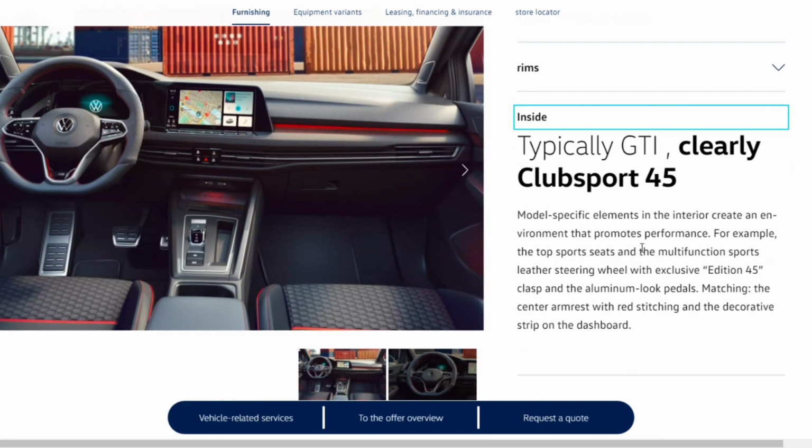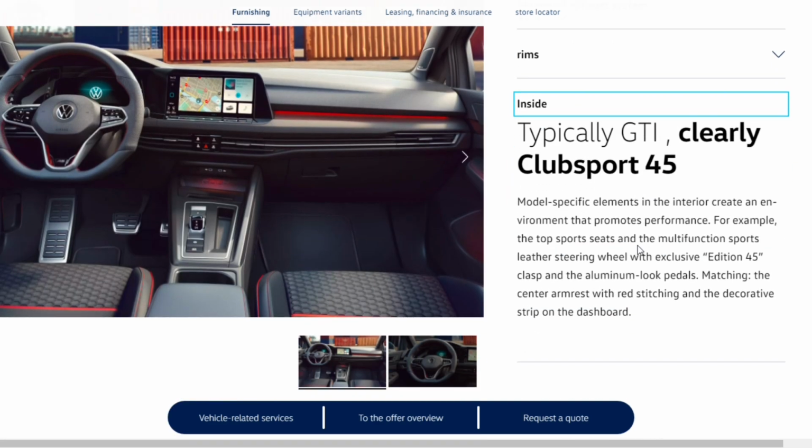And then the interior, I don't know about you, I don't think there's too much difference between that and a normal Club Sport. But what they're saying is it creates an environment that promotes performance, and you get sports seats, a multifunction sports leather steering wheel, an exclusive Edition 45 clasp and the aluminium look pedals. So I'm guessing that's something that's not part of the normal Club Sport, matching the center armrest and red stitching and a decorative strip on the dashboard. So okay, there you go. There are a few little bits on top of your normal Club Sport, which you should expect because you're going to be paying a bit more of a premium for this.